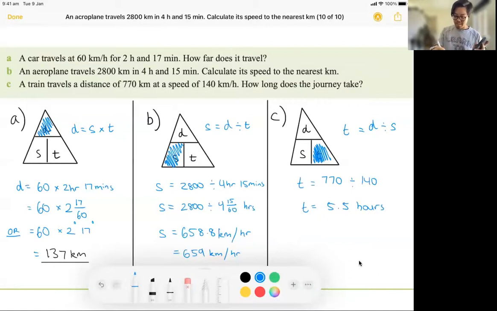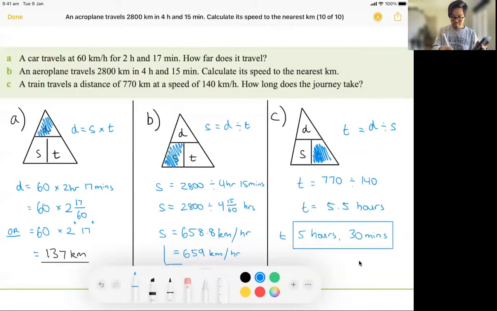Okay, so we can say here 5.5 hours is the same thing as 5 hours, and it's actually 30 minutes. It's not 50 minutes, it's not 5 minutes, because half an hour is how many minutes? 30. So that is the time that it takes.